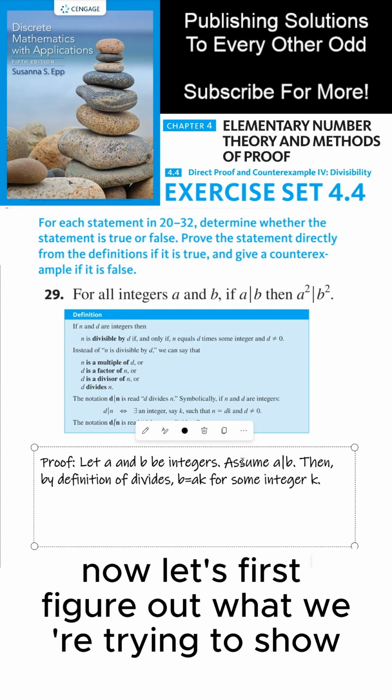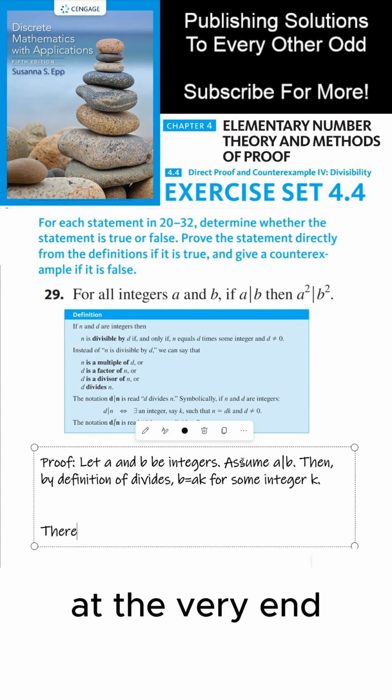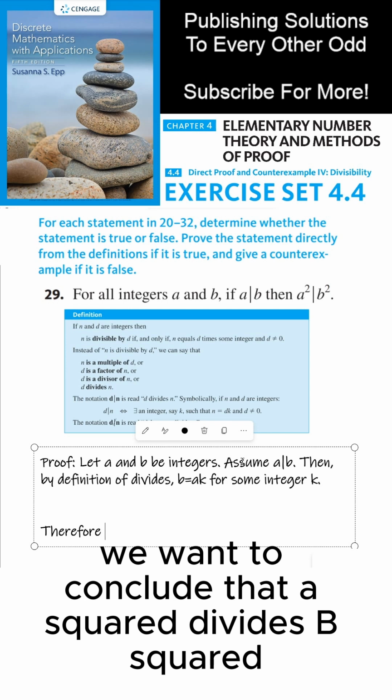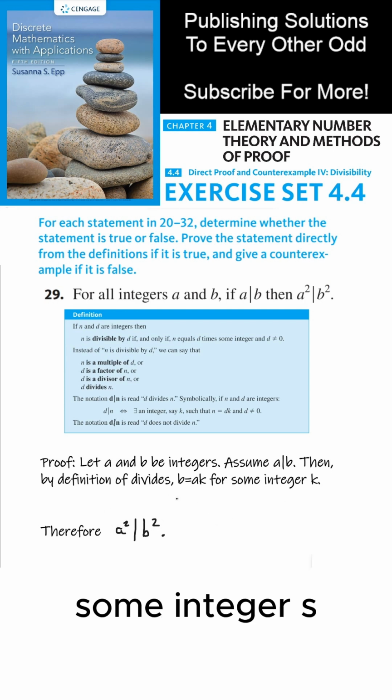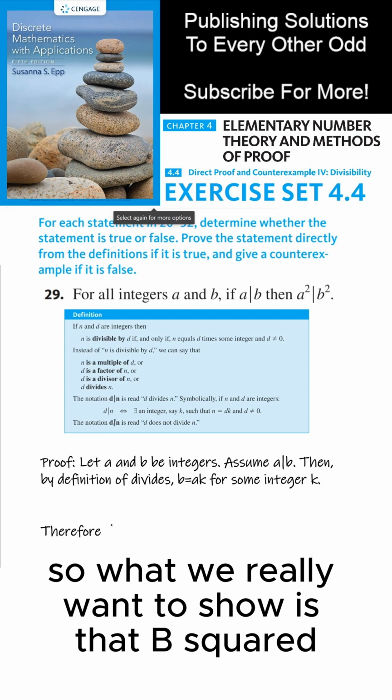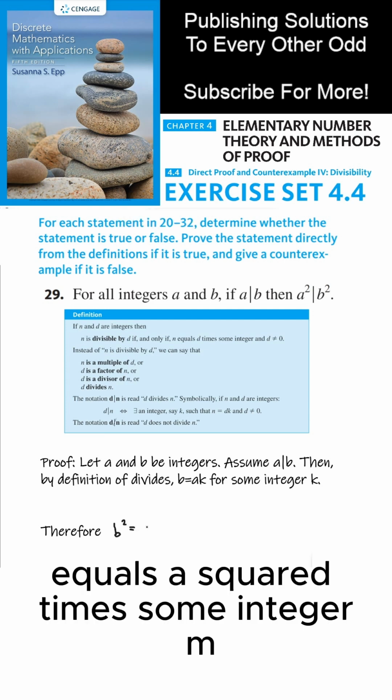Now let's first figure out what we're trying to show. At the very end, we want to conclude that a squared divides b squared. But what would that mean? That would mean that b squared equals a squared times some integer m. So what we really want to show is that b squared equals a squared times some integer m.